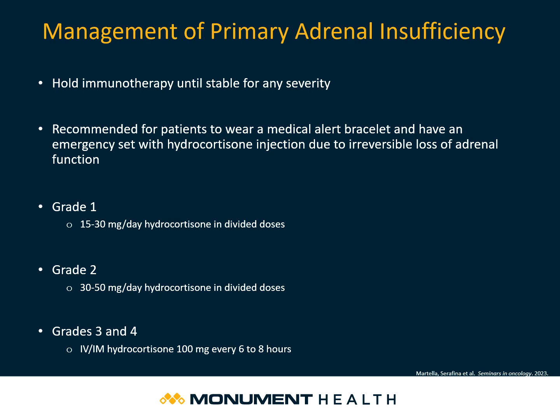Based on what we do know from the current literature for how to manage this, the recommendation is to hold immunotherapy until the patient is clinically stable for any severity. It is also recommended for patients to wear a medical alert bracelet and have an emergency kit with hydrocortisone injection, due to the fact that the patient now has irreversible loss of adrenal function. Depending on the severity of primary adrenal insufficiency, the patient will receive varying doses of hydrocortisone in divided doses as well.